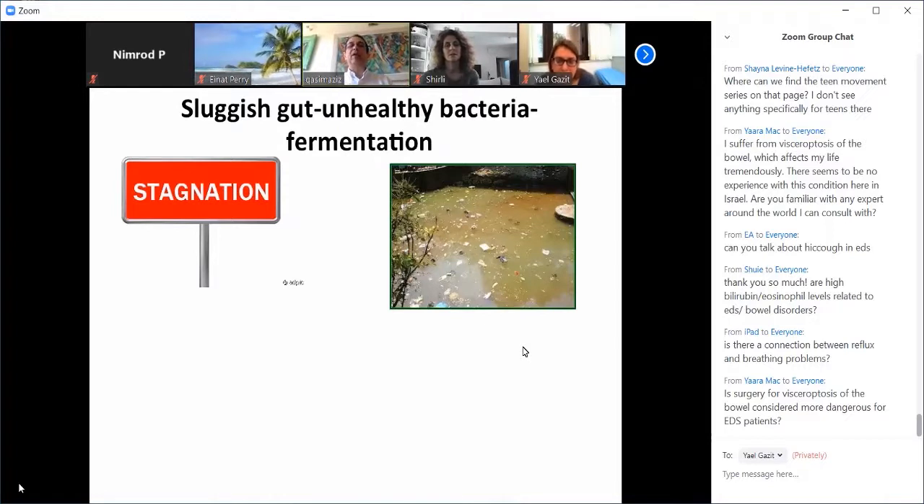And that means that you will get a lot of unhealthy bacteria growing in the gut. You have to remember that there are millions of bacteria in the gut. These are healthy bacteria. They're part of an ecosystem. They help us to digest the food. They're mostly friendly bacteria.